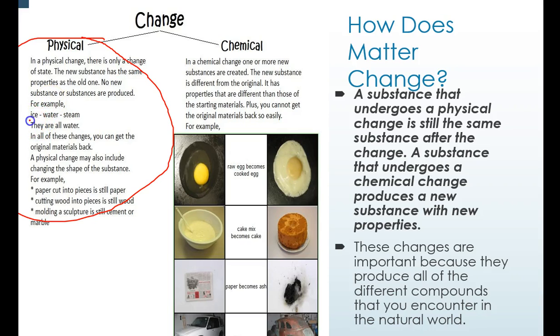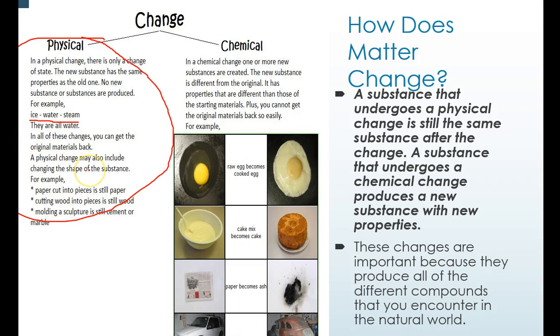So the example is ice to water to steam. They're all H2O. They did not change into H3O or H2O2. They're all still water. In any of these changes, we can get the original form back. So if you started with ice and ended with steam, we can condense the steam back down to liquid water, and then we can take that liquid water and freeze it back to ice.